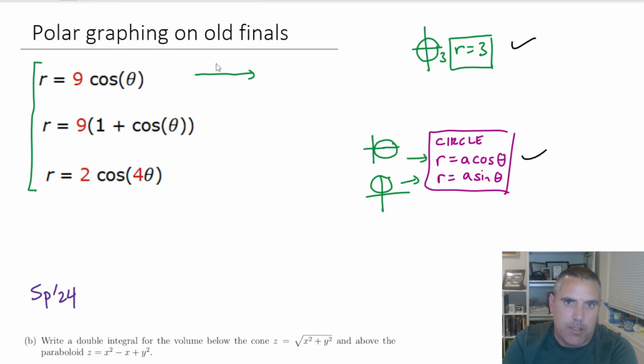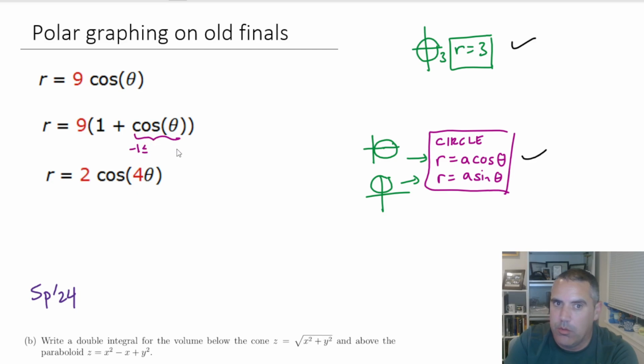So let's talk about these other ones. This one we should have an inkling is the cardioid. In particular, the biggest and smallest this can be is -1 to 1. That was also what I was thinking back here. And so the smallest is going to be a 0, and that's going to be at pi. So again, if I plotted the first few values, 0, pi over 2, pi, 3 pi over 2.